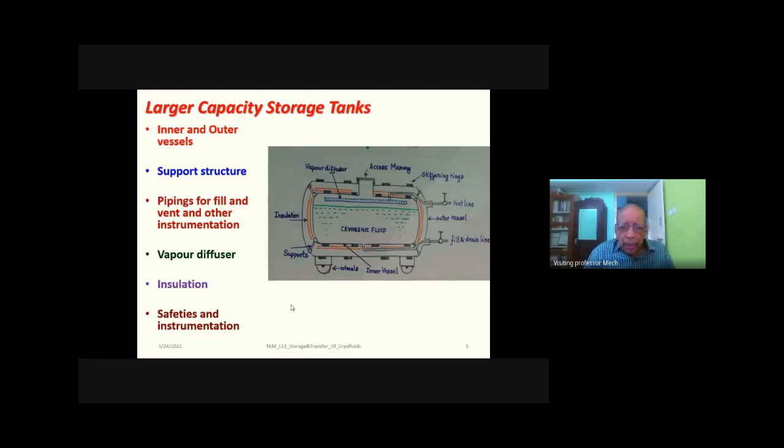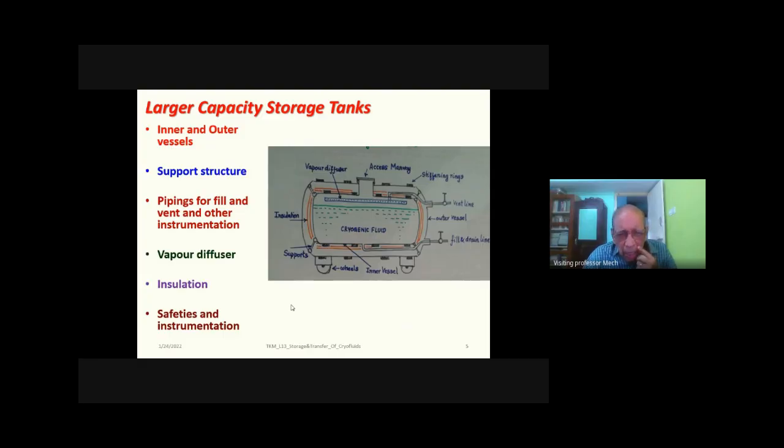Now, many times, depending on the size of the cryogenic container, you also have an access manway which is sufficiently big so that a person can go inside and do whatever cleaning or any modifications internally which need to be done. So that depends on the size of the container. So an access manway can be provided, which connects the inner and outer vessel.